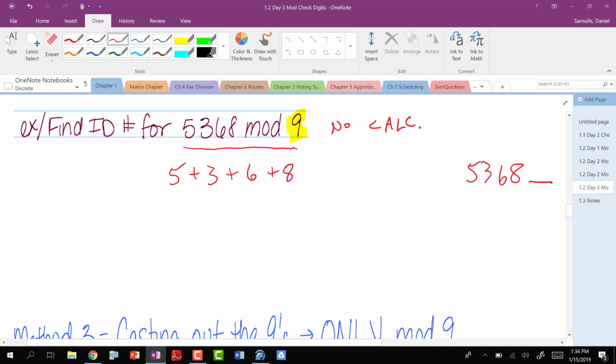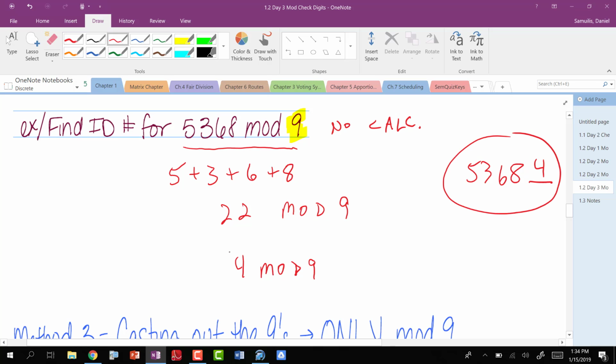We're going to restate this over and over again. 5 plus 3 is 8. 8 plus 6 is 14. Plus 8 is 22. So what is 22 mod 9? 9 goes into 18, 19, 20, 21, 22. This equals 4 mod 9. Now, listen. 4 is the answer, and you're done.